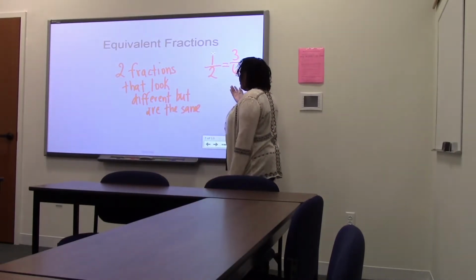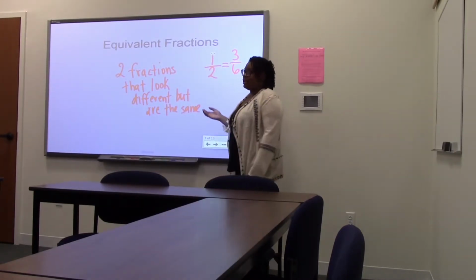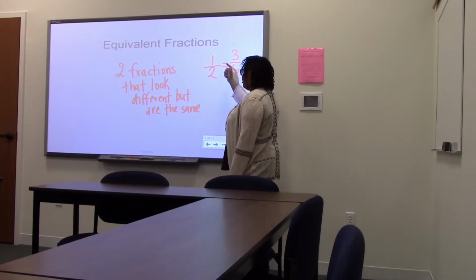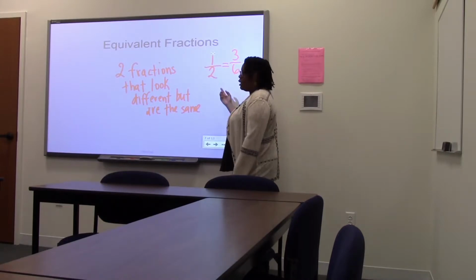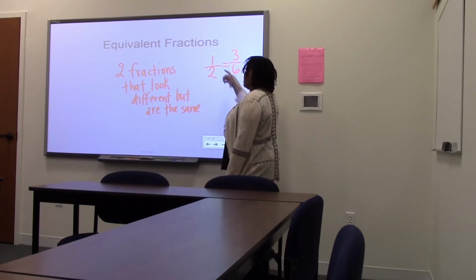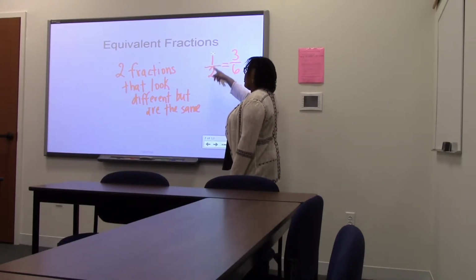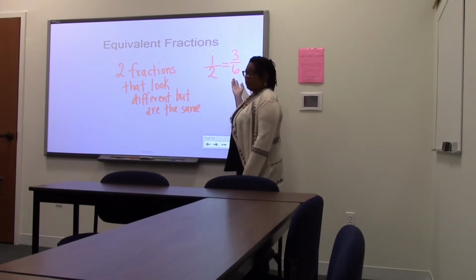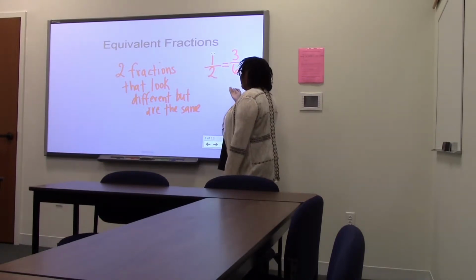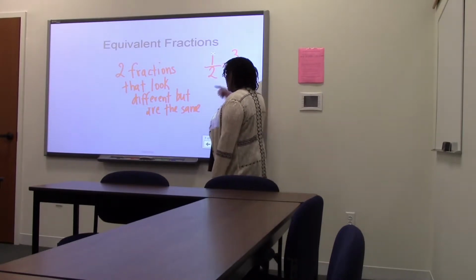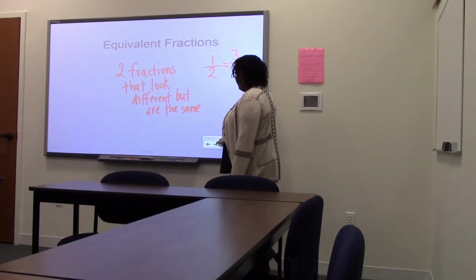So, one way that we can determine if a fraction is actually equivalent is if you multiply the top, the numerator, and the bottom, the denominator, by the same number. So here, using the example that Rashonda gave us, if you multiply the numerator on the first fraction by 3, you get 3. If you multiply the denominator on the first fraction by 3, you get 6. So we know that these 2 fractions are equivalent.